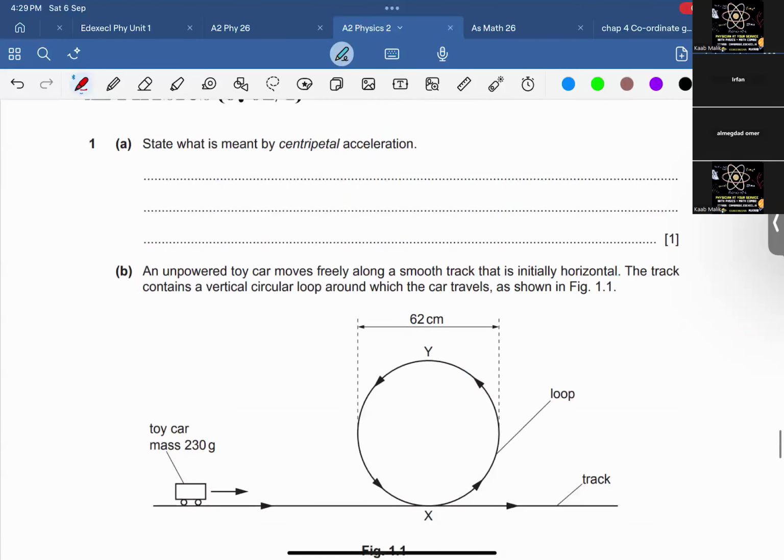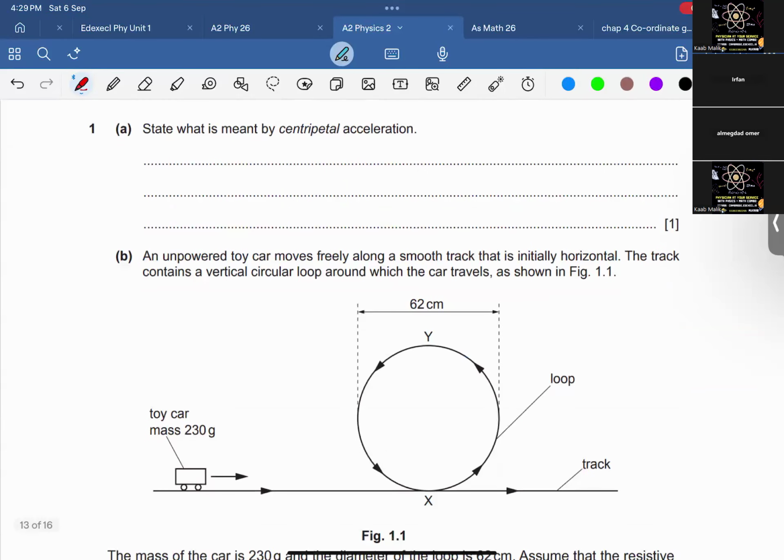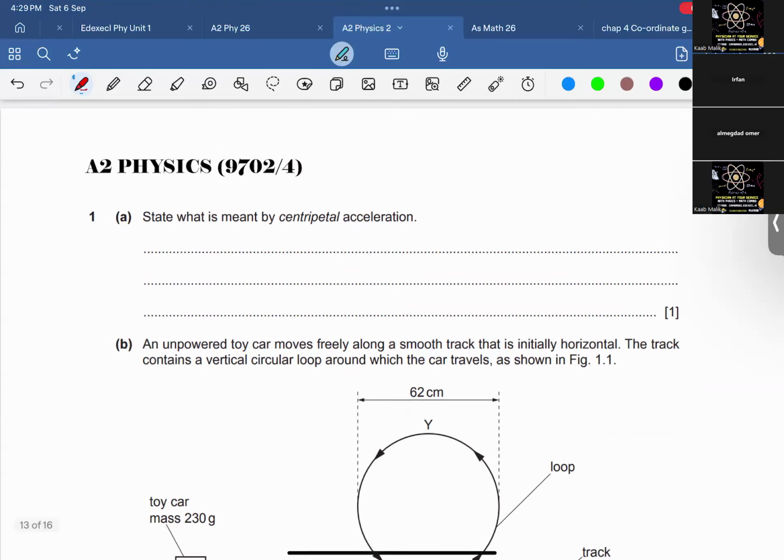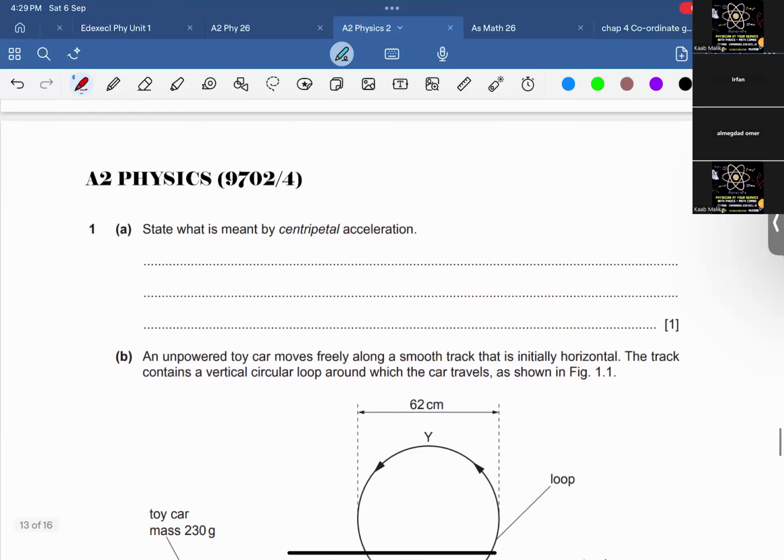Okay. Irfan, can you please read this question? State what is meant by centripetal acceleration. So centripetal acceleration is basically the rate of change of angular speed. Actually no, the rate of change of velocity.